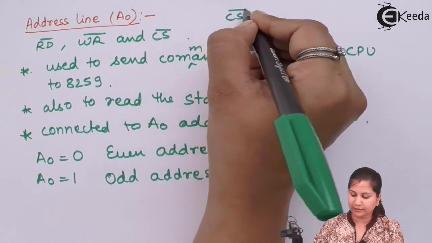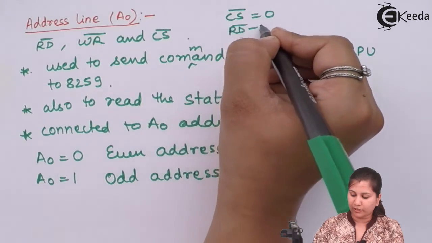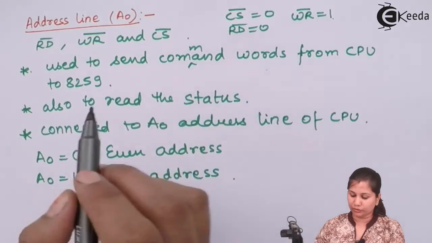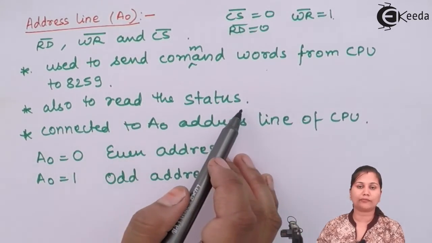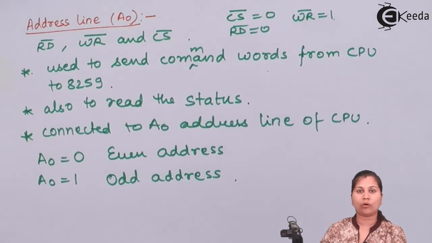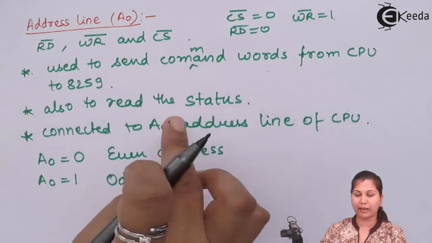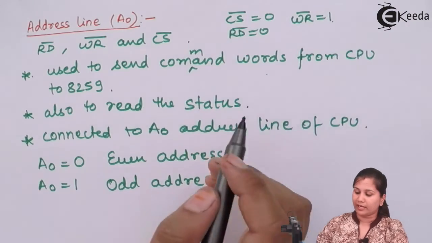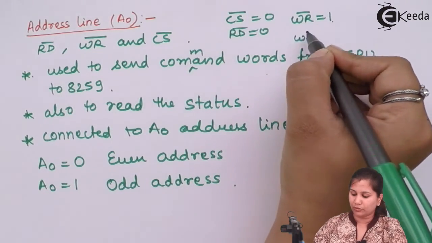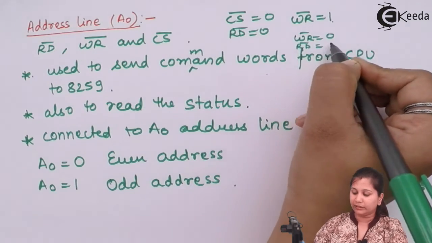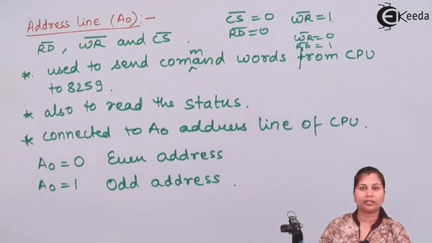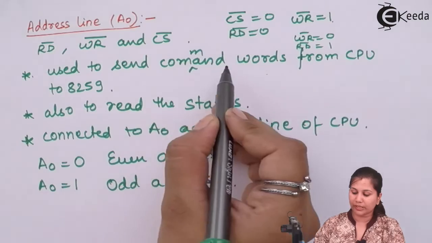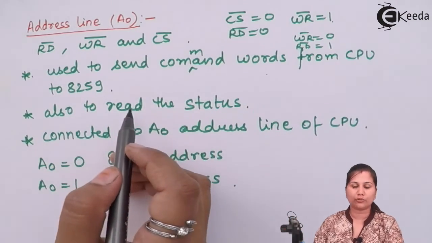Suppose this CS bar signal is 0, read signal is 0, write signal is 1. So read is active, so its function is to read the status of the interrupt service registers, and all the information about the interrupts will be read by the microprocessor. If suppose the write signal is 0 and read is 1, then the data which is on the data bus will be written into the control registers, means the data is the command word. So it is also used to send the command words from CPU to 8259.